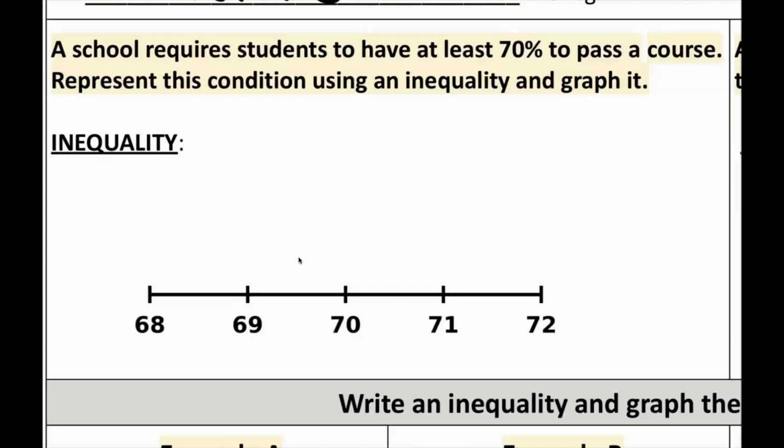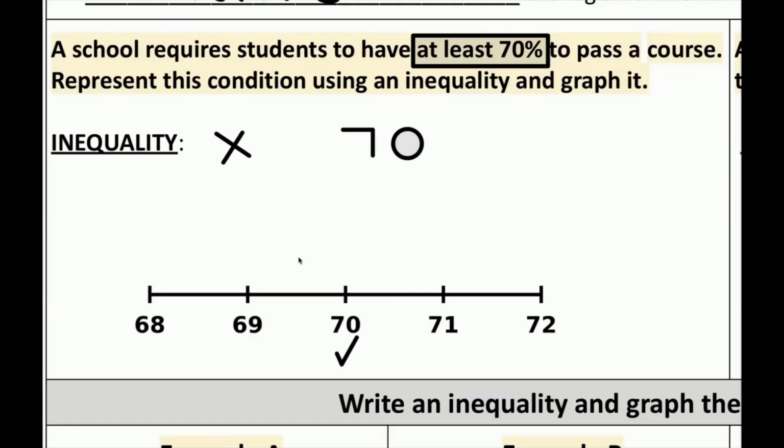Our first example says a school requires students to have at least 70% to pass a course. Represent this condition using an inequality and graph it. And so we're going to use x for our variable. So we know we can write x, and we also have 70. And we need to first determine what inequality symbol we're using. So if it says at least 70%, that means the student can still pass if they get a 70. So 70 is included in the solution.